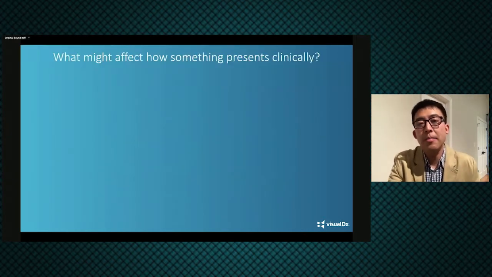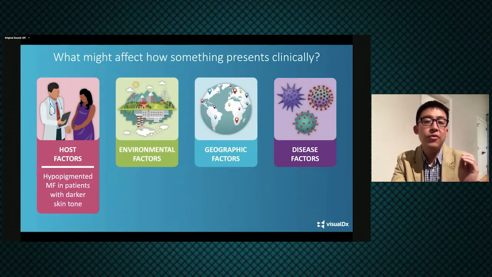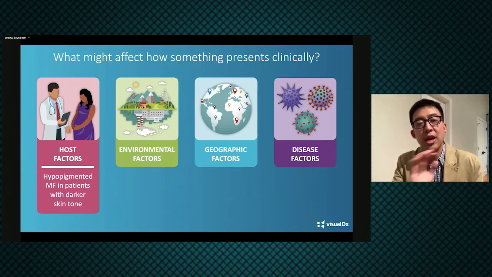So in terms of going back to how might something affect the presentation clinically, let's use MF as a prototypical example. Those are the four factors that we talked about. If we think about host factors here, hypopigmented MF in patients with darker skin tone is a great example of how that host factor is going to change how we approach the disease, because we know that it's more common in this population.